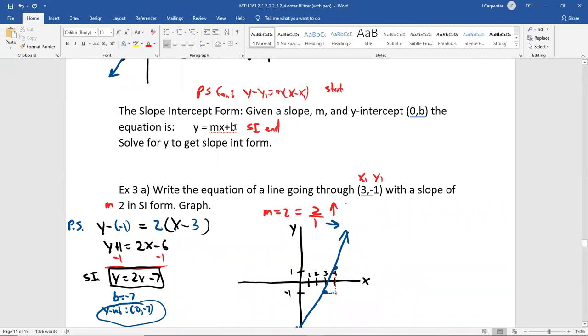Why do we call it slope intercept form? Because you've got a slope and then an intercept, specifically the y-intercept, always (0, b), where b is that number there with its sign.